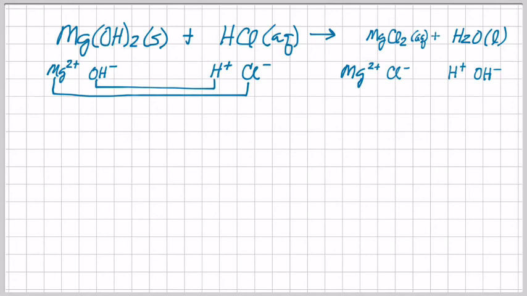So there we have our products, and then we need to balance the equation. Well, here's 1 magnesium and 1 magnesium. These guys get kind of messy, the hydrogens and the oxygens. Let's look at chlorine. Here's 1 chlorine and there's 2 chlorines. So I need a 2 in front of the HCl.